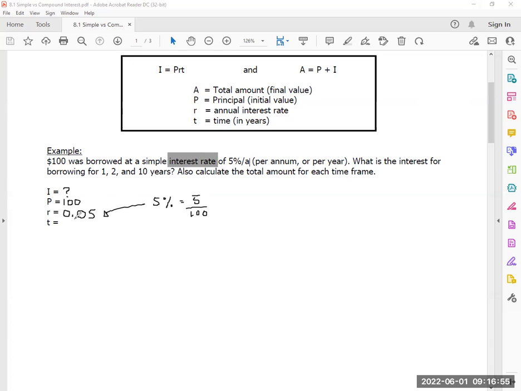Time, I'm going to do 3 different calculations. It's going to be 1, 2, and 10. I'm going to do all 3. So let's do it. If I were to borrow for 1 year and not pay back for 1 year, what's my P? 100. What's my R? 0.05. What's my T? 1. Quick math, calculator.